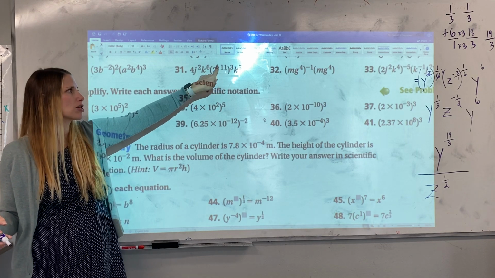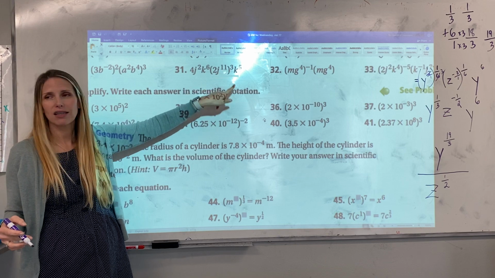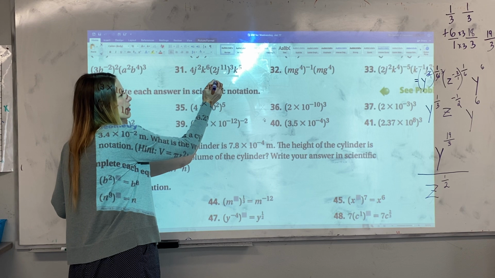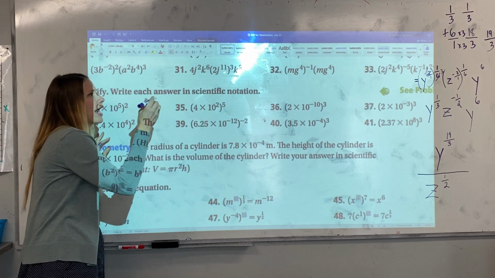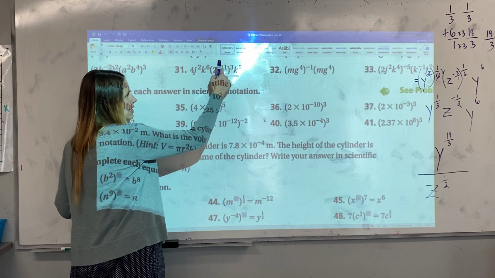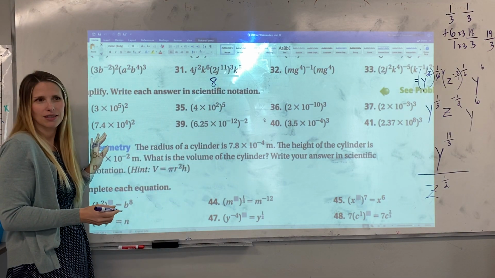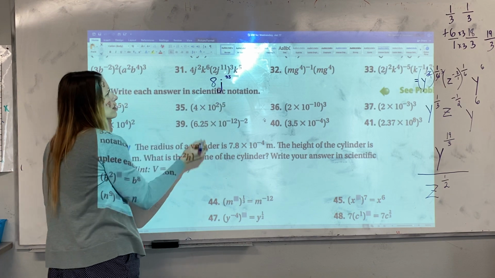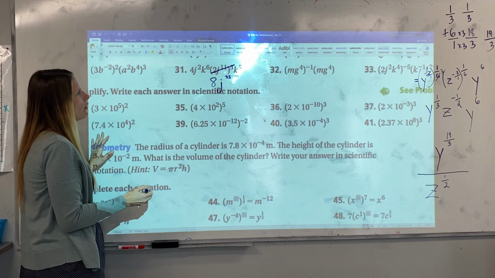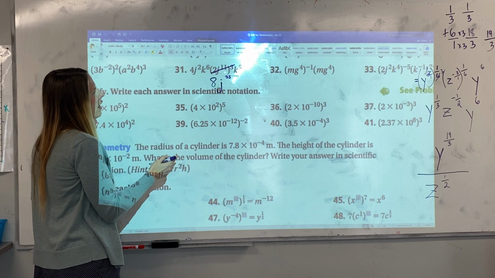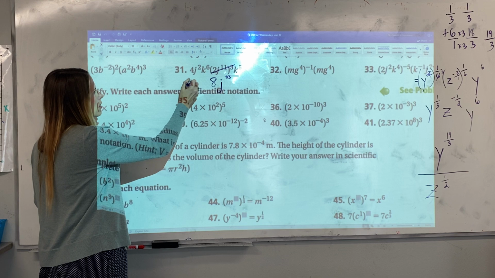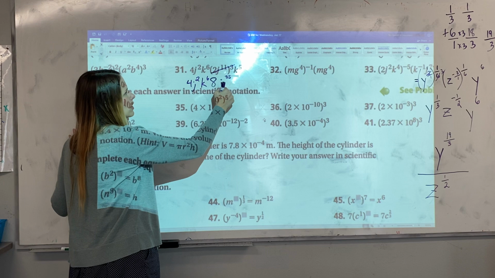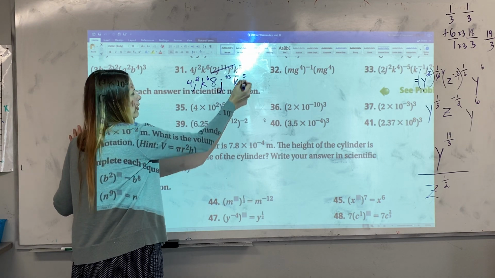Everything in the parentheses belongs to the 2 and to the j to the 11. So 2 cubed is 8. j to the 11th cubed is j to the 33. Okay, so I took care of that. Now I'm just going to bring everything else down: 4j squared, k to the 6th, and then k to the 5th.